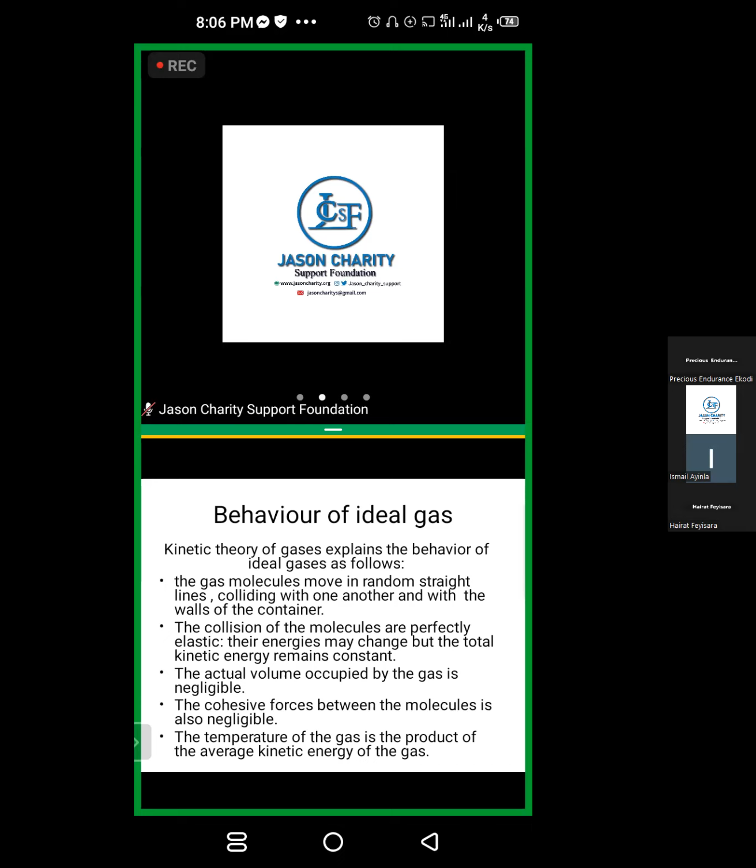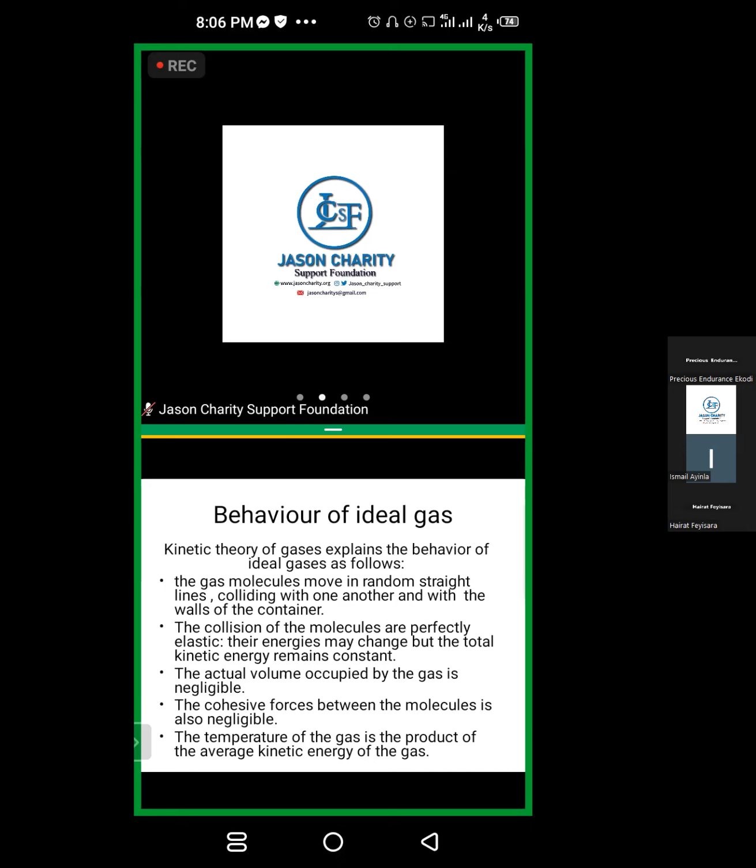Now, what about the temperature? Temperature of gas is a product of their kinetic energy. Remember, these gases are coming with force to hit each other. With this force they are coming with, it causes a release of energy. And this is dissipated and is felt around them. So these are the behaviors of an ideal gas, a perfect gas.